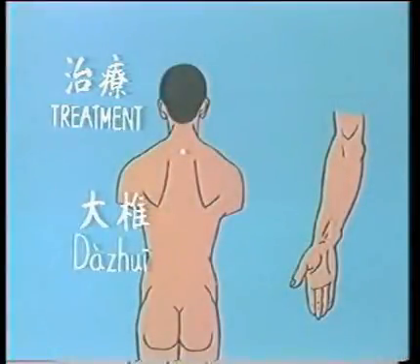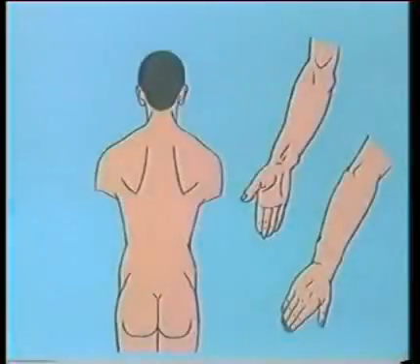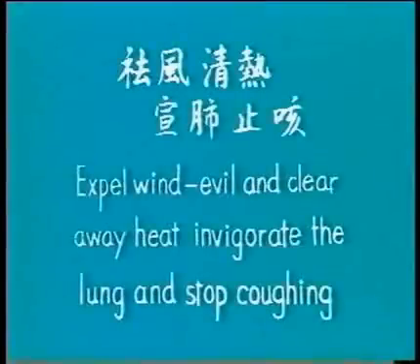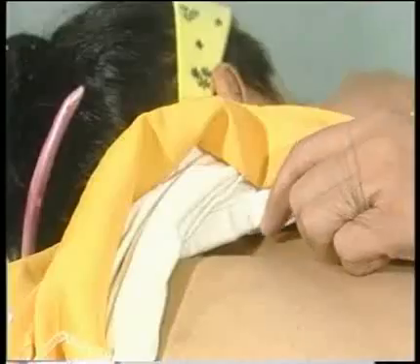Puncture Dazhui, Du 14, Yuji, Lung 10, Feishu, Bladder 13, Lieque, Lung 7, and Hegu, Large Intestine 4. This prescription can expel bad wind and heat, open the suppressed lungs' energy, and relieve the cough.